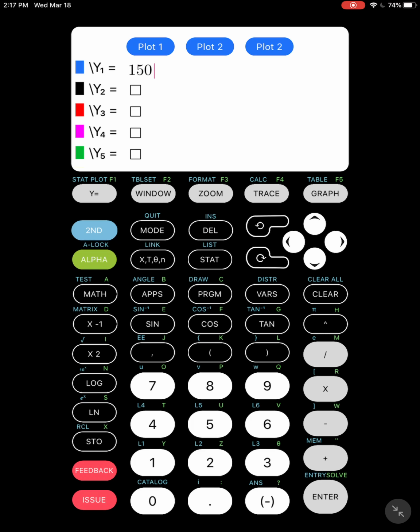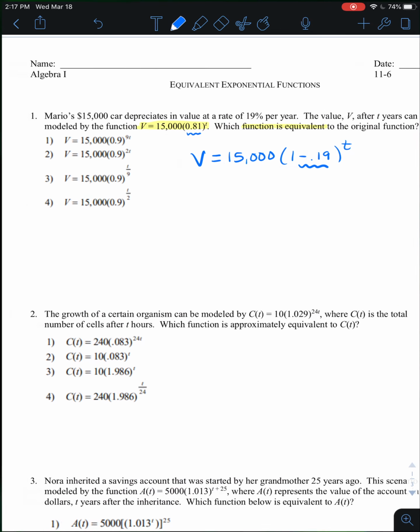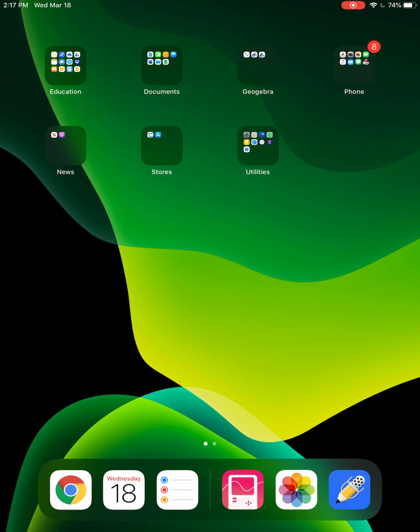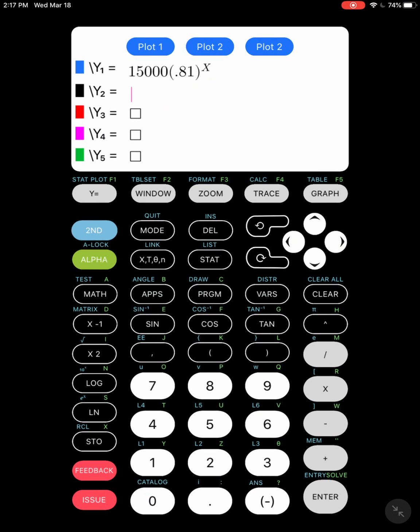I'm going to do the same thing: 15,000 times 0.81 raised to the x. Now, as far as the four choices go, I'm just going to take them one by one and place them into my y2. So the next equation is 15,000 times 0.9 to the 9t. So let's do that. 15,000 times 0.9 to the 9t.